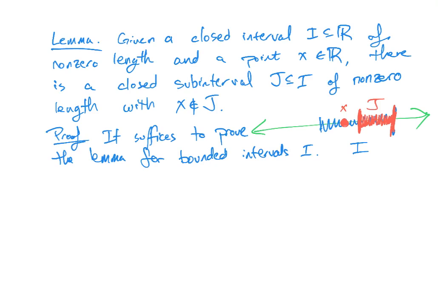Why does that suffice? I'm claiming that if you knew it was true for all bounded intervals, then you would know it's true for all intervals. I guess you can pick a bounded interval inside of an unbounded one. Yeah. If you're given an unbounded one, just pick a bounded subinterval of non-zero length, and then apply the lemma there, and you'll be fine.